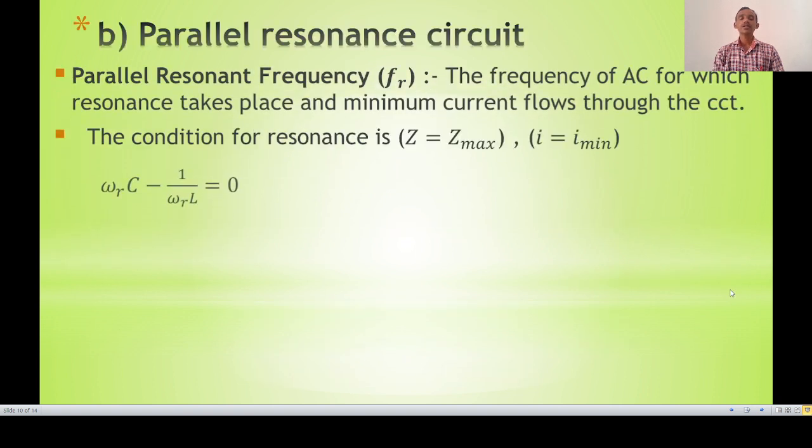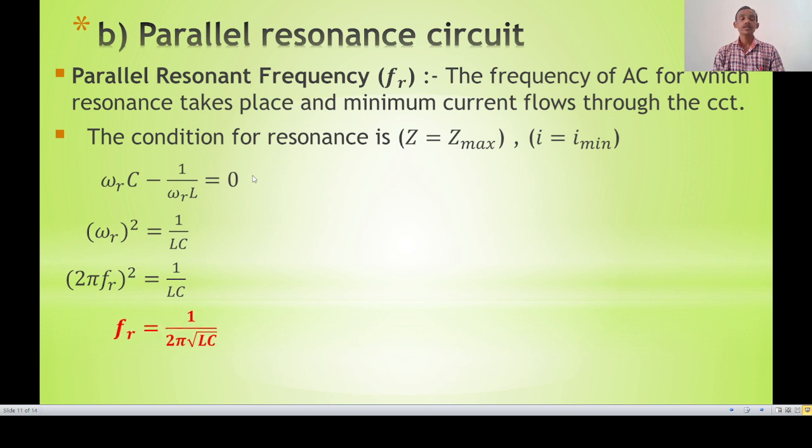This quantity becomes equal to zero at the resonant frequency. That is, omega_r C minus 1 upon omega_r L is equal to zero here. From this equation, we can write omega_r squared is equal to 1 upon LC, and therefore (2 pi f_r) squared is equal to 1 upon LC.